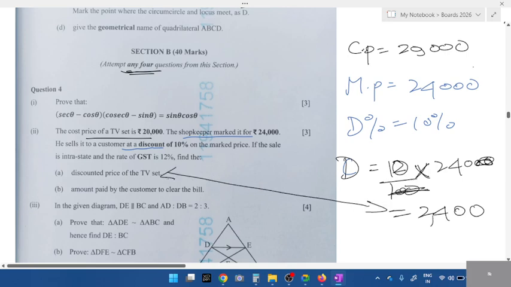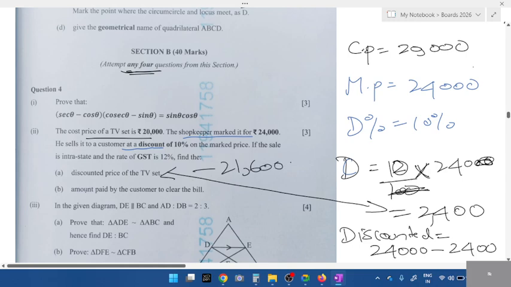Can you see here? Discounted price of TV set. Oh no, this is discounted. What will be the price after discount? Discounted price. Not plus. Not plus. For discount, what do you do? Minus. Yes. 24,000 minus 2,400. The answer is 21,600.